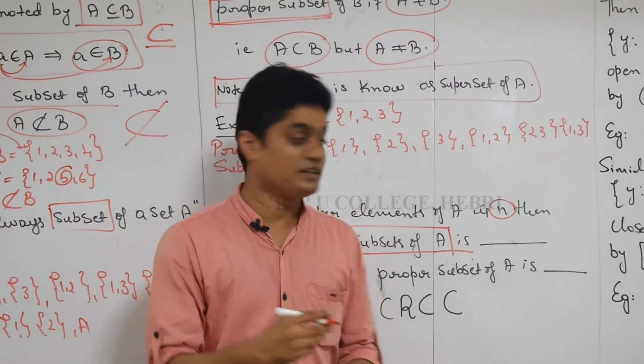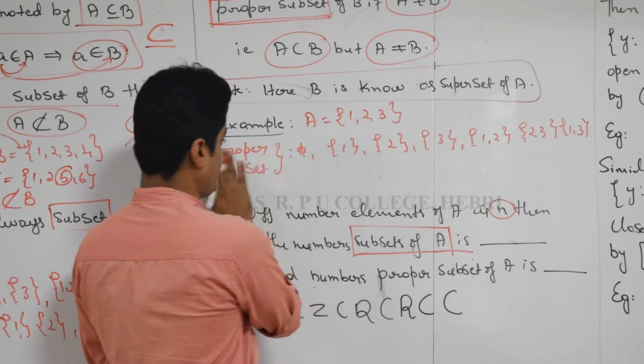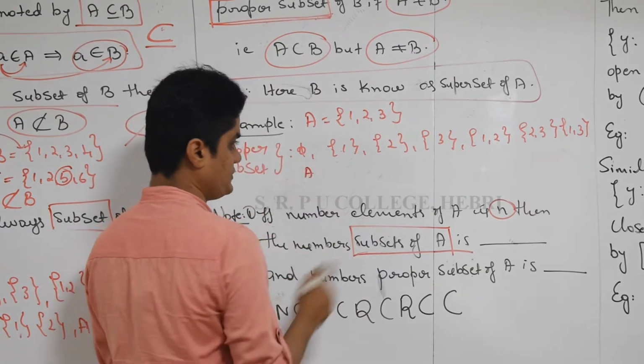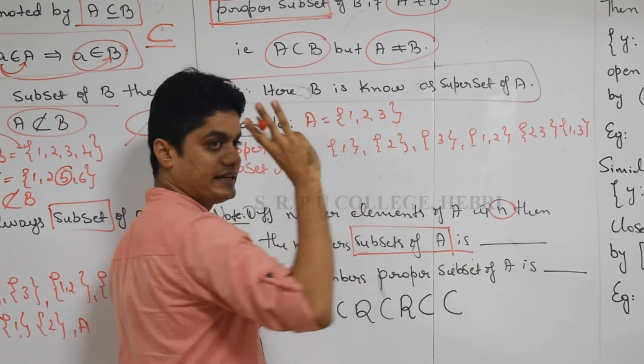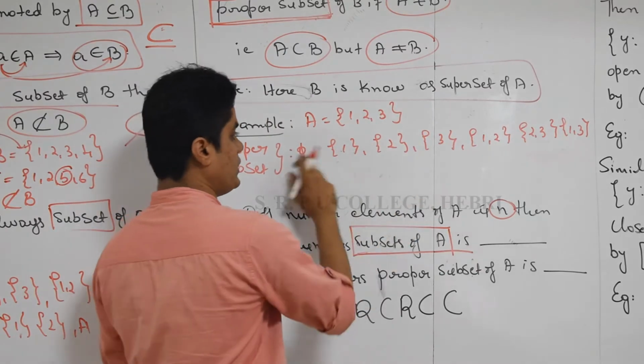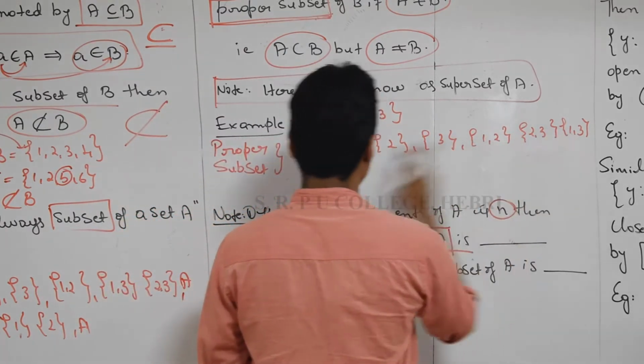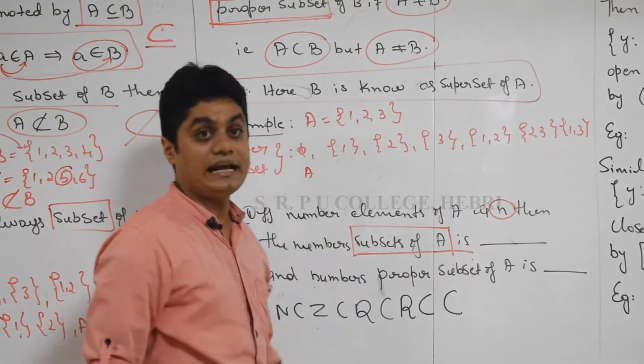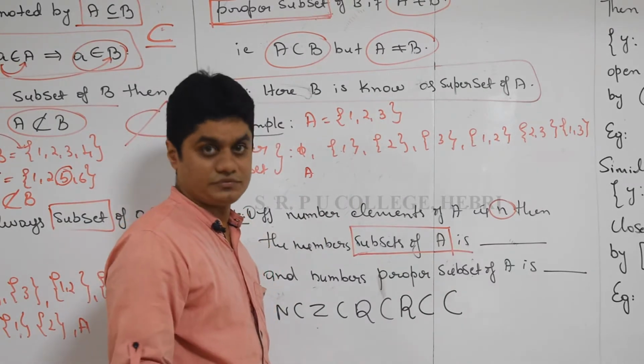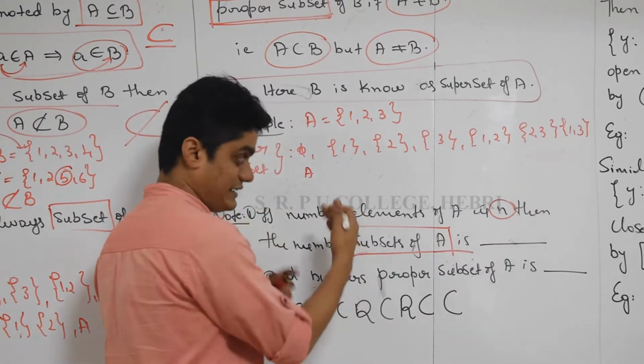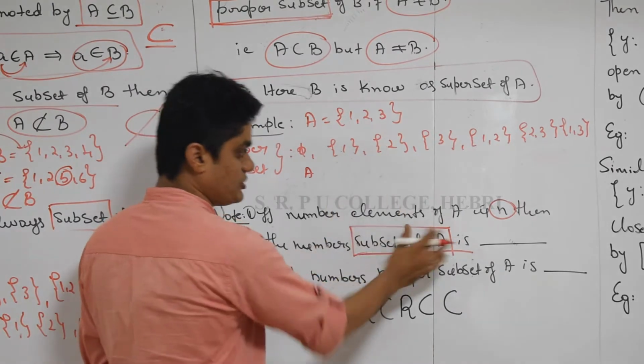See, if you refer to this example, if I remove the word proper, then A will come. Just count, 1 2 3 elements are there in A. How many subsets are there? 1 2 3 4 5 6 7 8. Subset, not proper subset. 8 are the subsets of this set. So you can directly connect this example to this result.